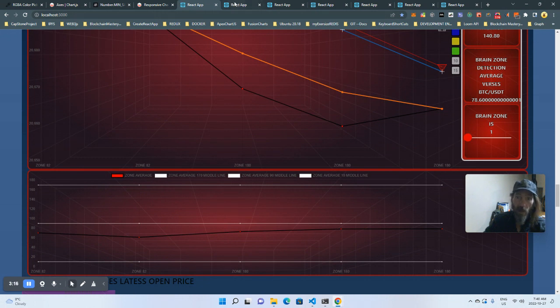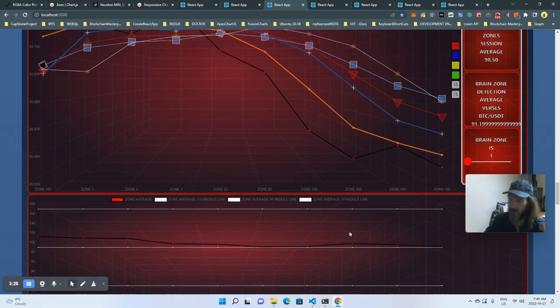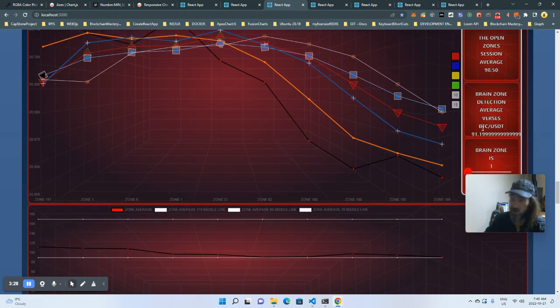I also created some buttons here where I can press 10, and I get 1, 2, 3, 4, 5, 6, 7, 8, 9, 10 ticks. And the average is based on those 10 ticks right here.